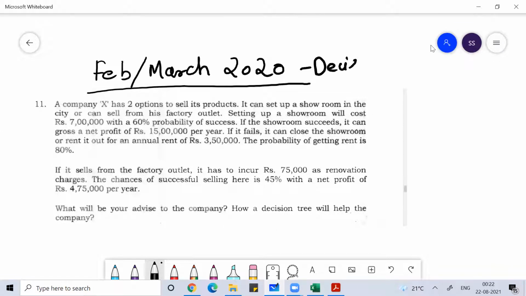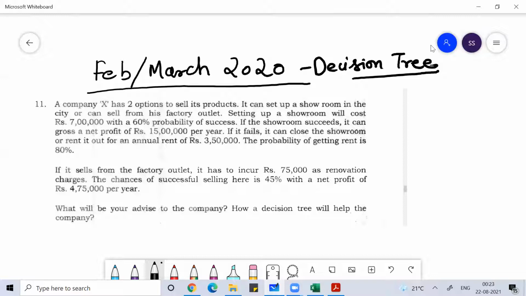Decision tree analysis is one of the concepts which students are finding difficult to work on. So with that intention, to make sure that students can do this problem very easily, I came up with this idea that I should make one video so that the basic doubts about decision tree should be cleared. So let's start the class.